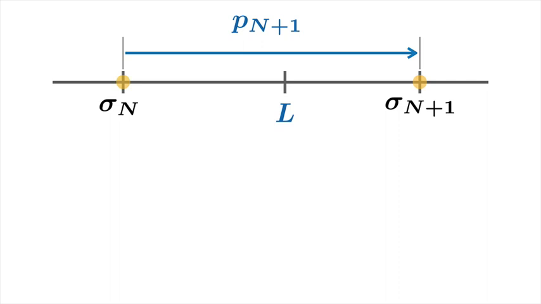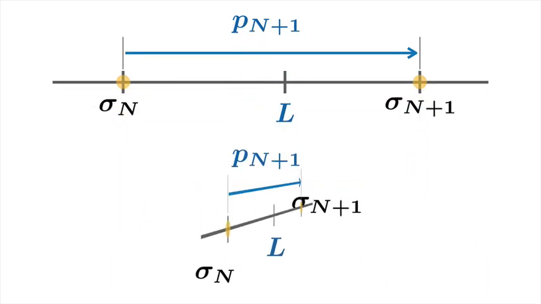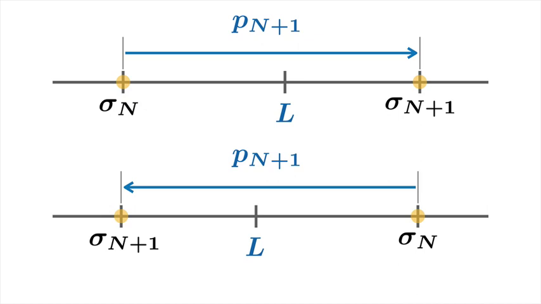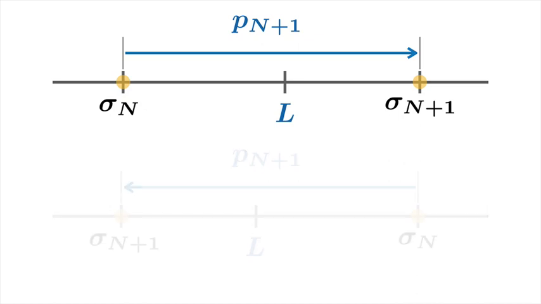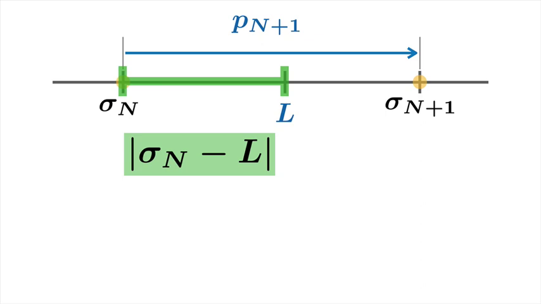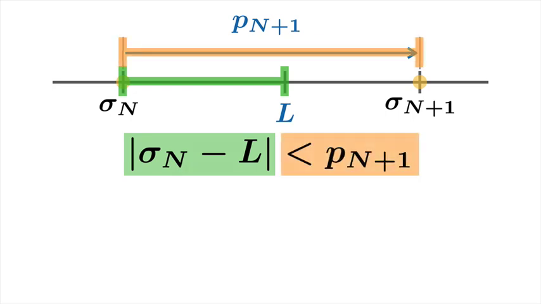So the argument I'm about to make should be sort of ambiguous about whether or not you're starting to the left or the right of L. Maybe we've overestimated with sigma n and we're about to jump to the left. The principle I'm about to describe is going to work in either case. So here we go. You look at this diagram and you realize that the distance between sigma n and L, which would be the absolute value of sigma n minus L, is clearly smaller than this amount we jumped. And so this is the error bound that was part of the statement of the alternating series test.